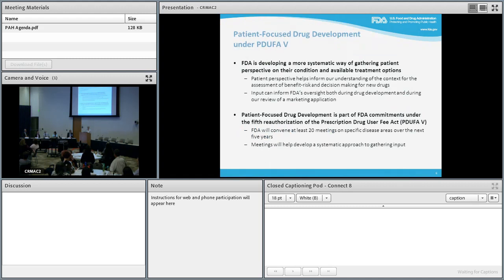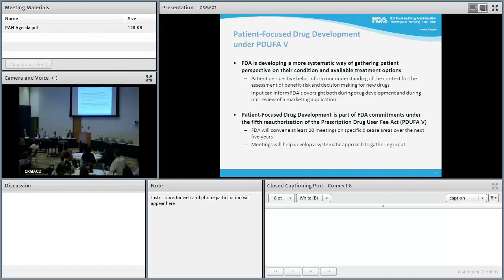And so I'm going to tell you just for a few minutes a little bit about this effort of patient-focused drug development. This meeting is one of a set that we committed to do over the next several years. And so we're doing this to develop a more systematic way to gather the patient's perspective on their condition and the available treatment options, as Ellis was saying. And this is recognizing, maybe it's quite obvious, but that patients are in a unique position to inform FDA about the drugs that are available and what those drugs are providing and not.